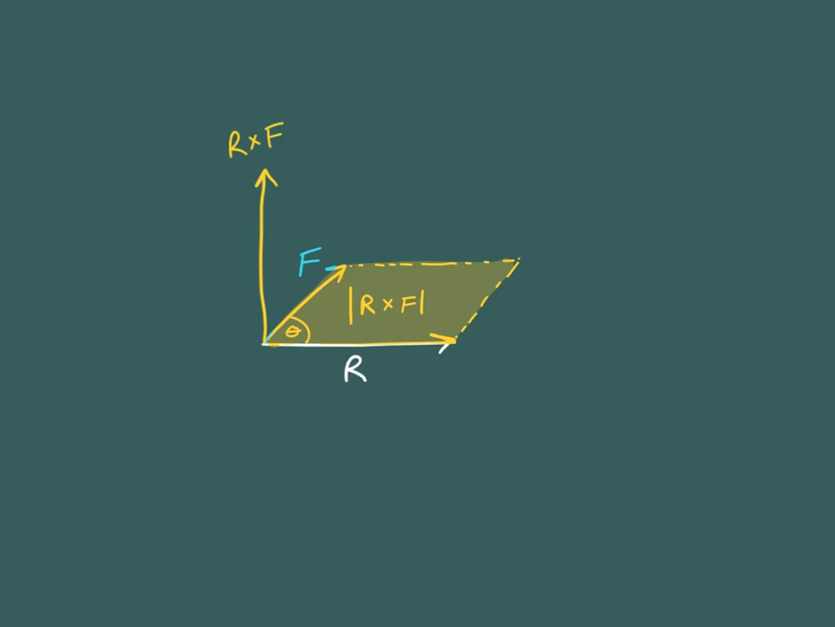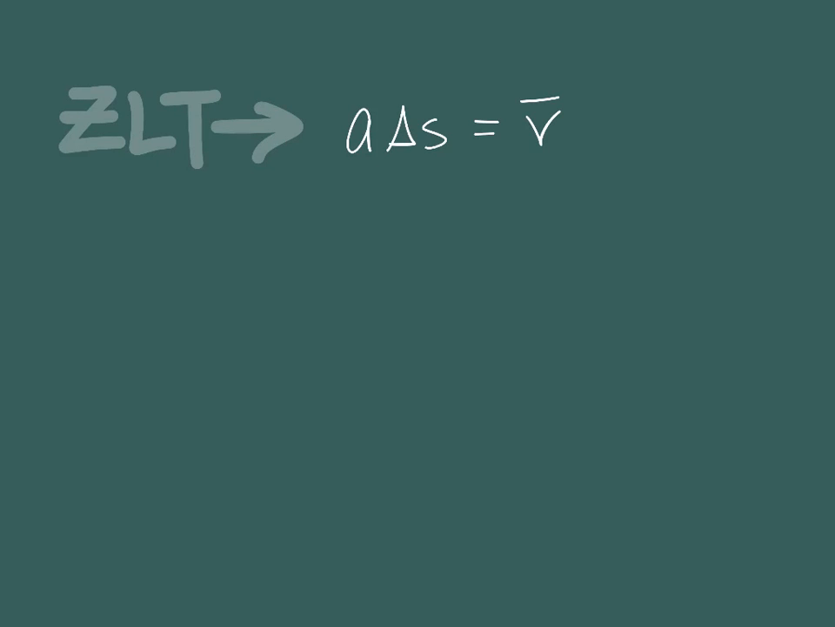So this is just to finish the picture, because there are some additional housekeeping things here to wrap this up. I would like to remind you the zeroth law theorem that we developed a while back said that acceleration times displacement was equal to average speed times the change in speed. That's linear.